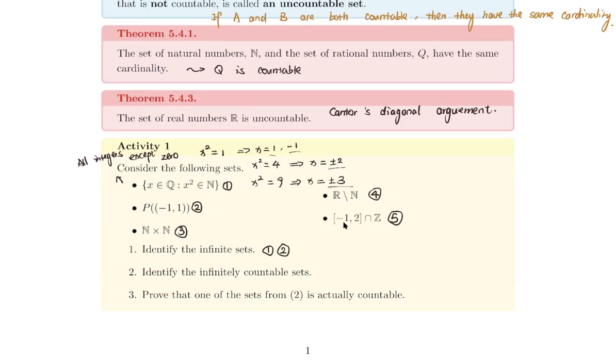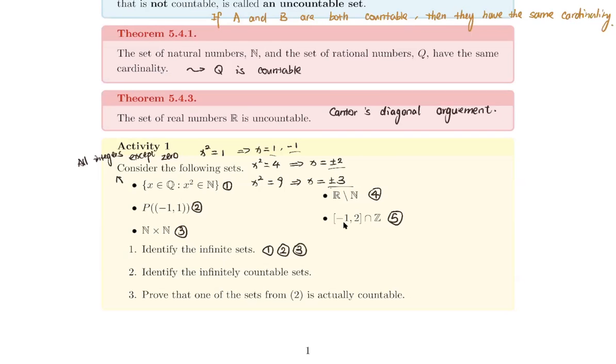Number 3, the Cartesian product of N and N. Well, natural numbers, we know it's infinite. This is infinite as well. So the whole thing will be infinite as well. So 1, 2, 3.